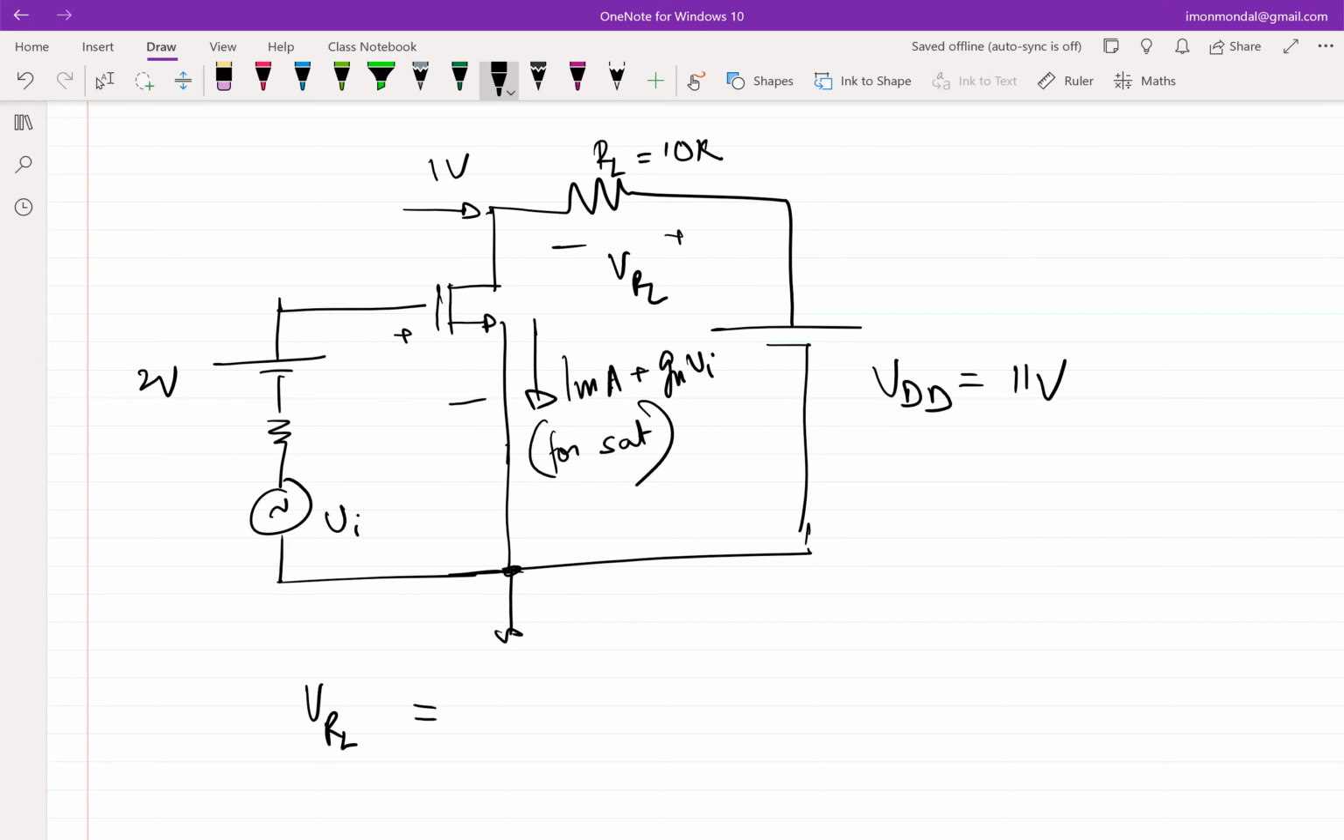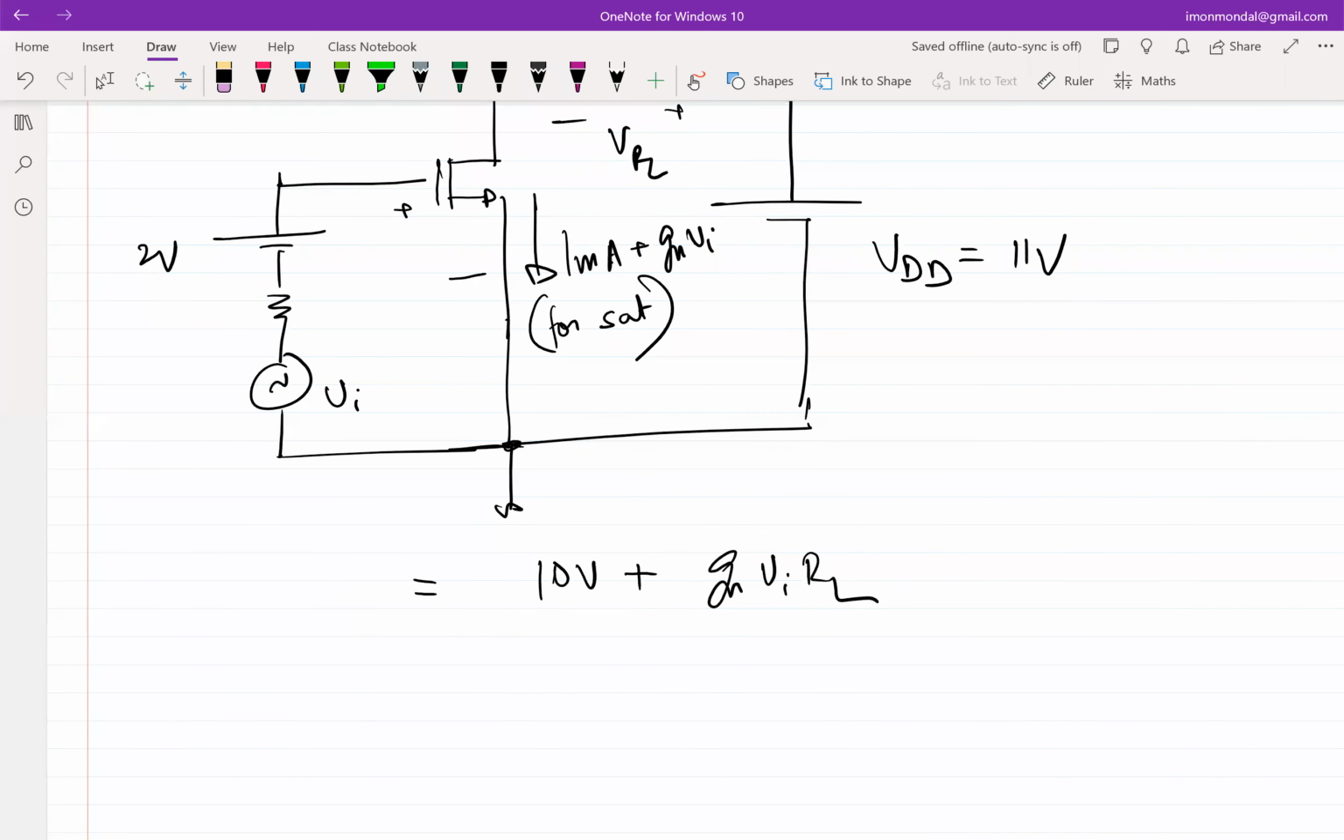10 volt plus. Will it be plus or minus? Okay, plus or minus. So why plus, why minus? Why was it minus? I heard some minus somewhere. It's the way I have marked VRL, right? So I am pulling current out. It's the way I have marked this, VRL will be GM times VI times RL, right? Out of which, I can say VRL as VRLQ plus some small VRL, right?